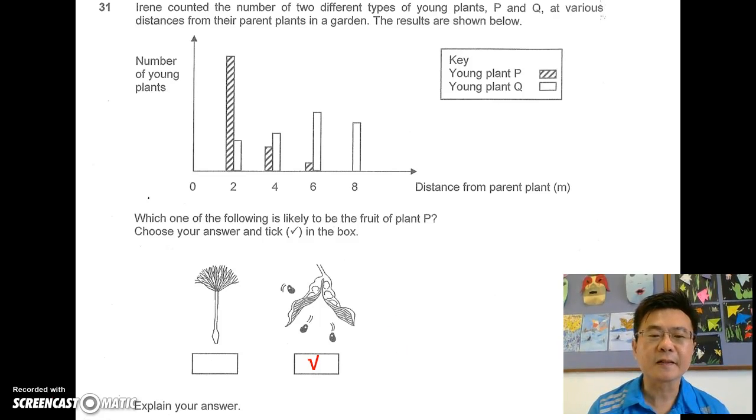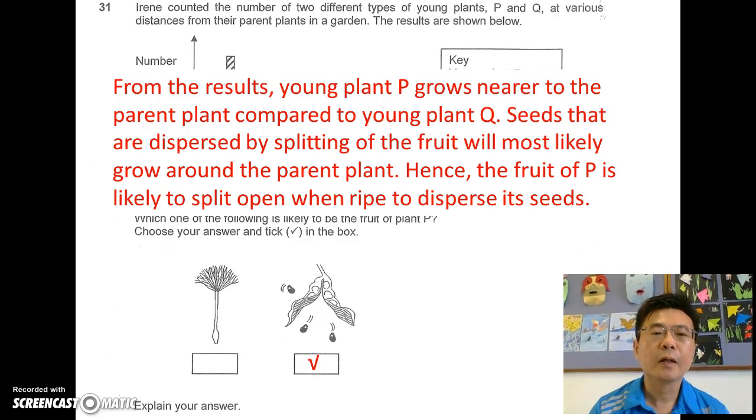Why is that the answer? From the results, young plant P grows nearer to the parent plant compared to young plant Q. Seeds that are dispersed by splitting of the fruit will most likely grow around the parent plant. Hence, the fruit of P is likely to be split open when ripe to disperse its seeds.